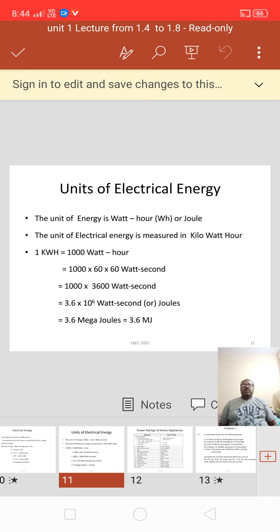We know that 10 power 6 is nothing but mega. So again we change that formula: 1 kilowatt hour equals 3.6 mega watt seconds or 3.6 mega joules also, that equals 3.6 capital MJ, that is mega joules.